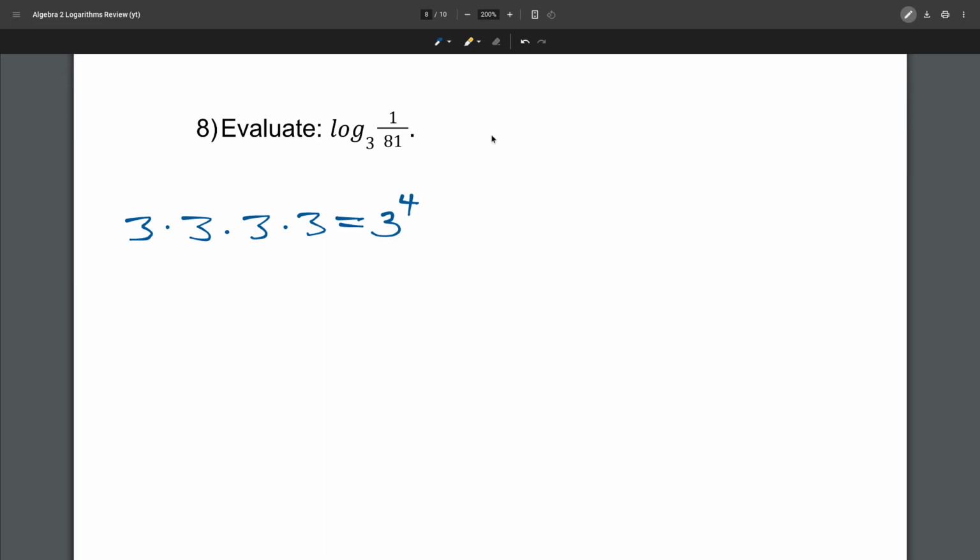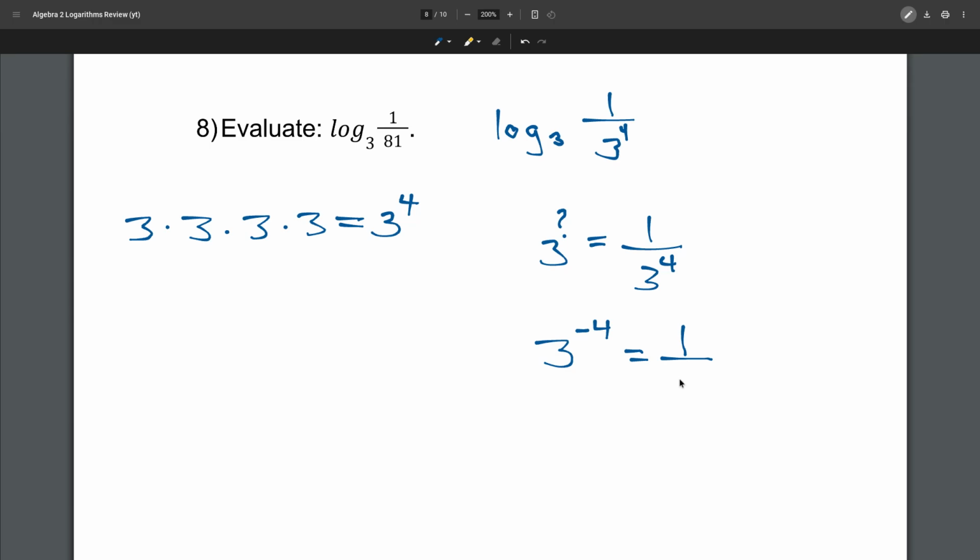Another way we can think about this is we could write this as log base 3 of 1 over 3 to the 4th power. And now what we're saying is 3 to what power equals 1 over 3 to the 4th power? Well, if you know about negative exponents, 3 to the negative 4th power equals 1 over 3 to the positive 4th power. So our solution to this problem is -4.